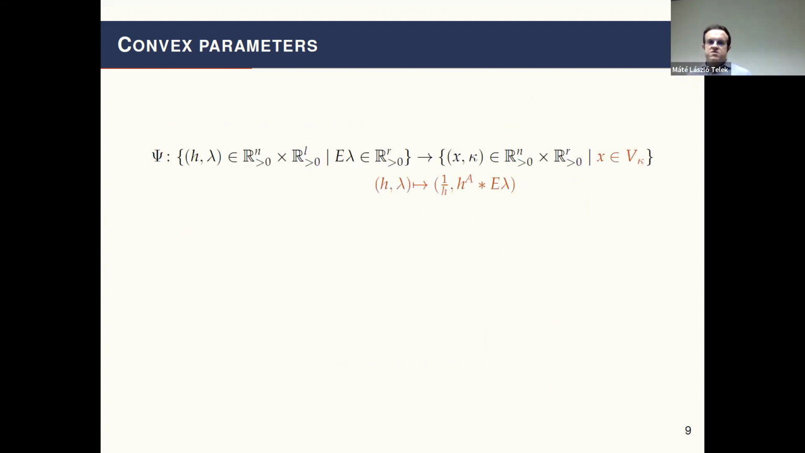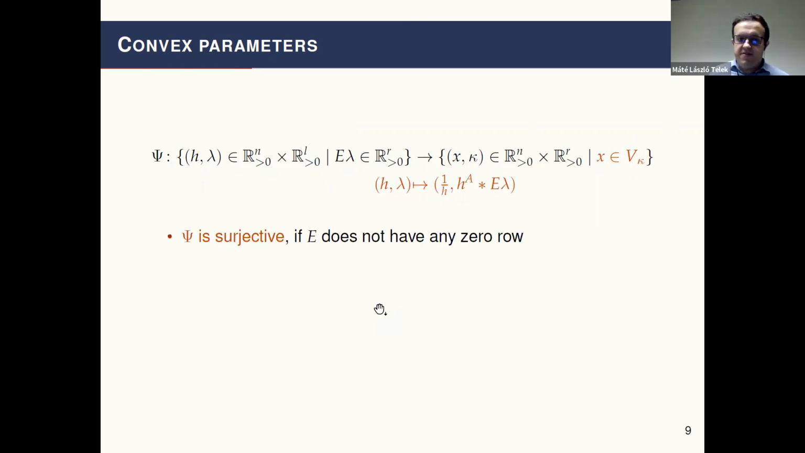And using this observation, one can write down a nice parameterization. So here I want to parameterize the set of x and kappas such that x is contained in the steady state variety with parameter kappa. And in that way, I can just write down this parameterization here. And this function is going to be a surjective function if E does not have any zero row. If E has a zero row, then there are no positive steady states. So this case is sort of uninteresting for us. So we're going to assume all the time that E does not have any zero row. In that way, we get a nice parameterization.